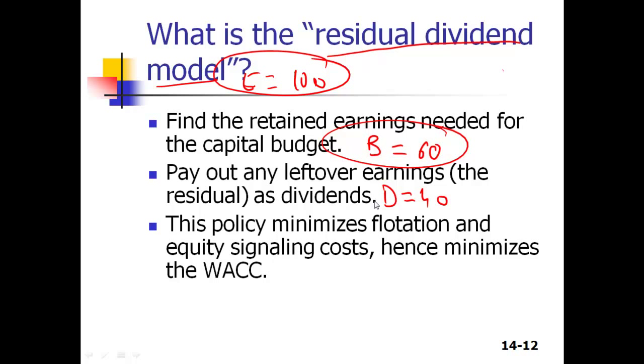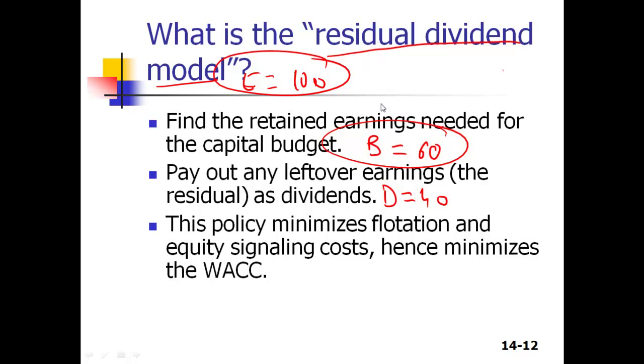It looks logical, but it has issues that we'll discuss later. At least from a theoretical perspective, it is appealing, right? The policy minimizes flotation costs and equity signaling costs. Let's say managers don't like to send out too many signals, and managers don't like to incur flotation costs. Given these two items, does it make sense that managers like the residual dividend policy? Yeah, no, as in the company is expanding, that's why it needs to spend money on these projects.